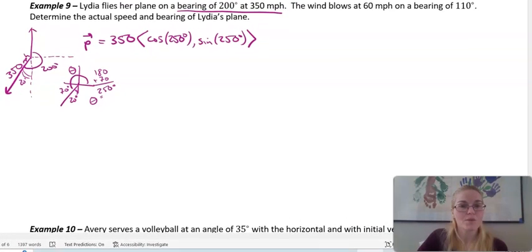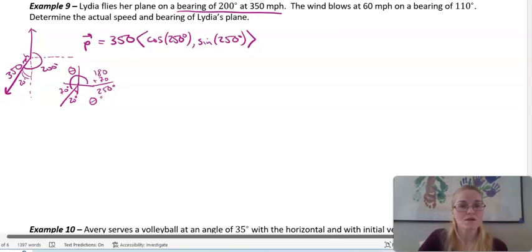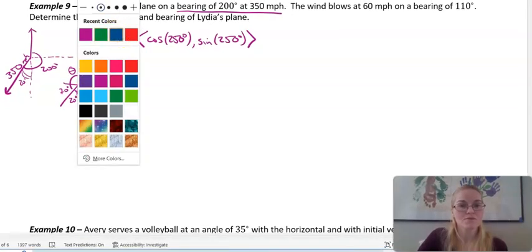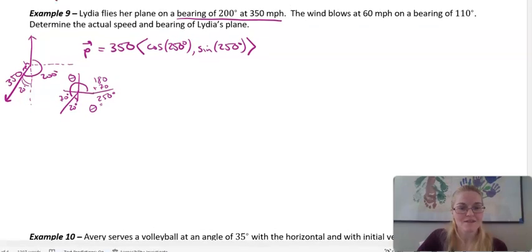Not what I wanted to do. I just want to change the color to blue. All right, let's move this back up.